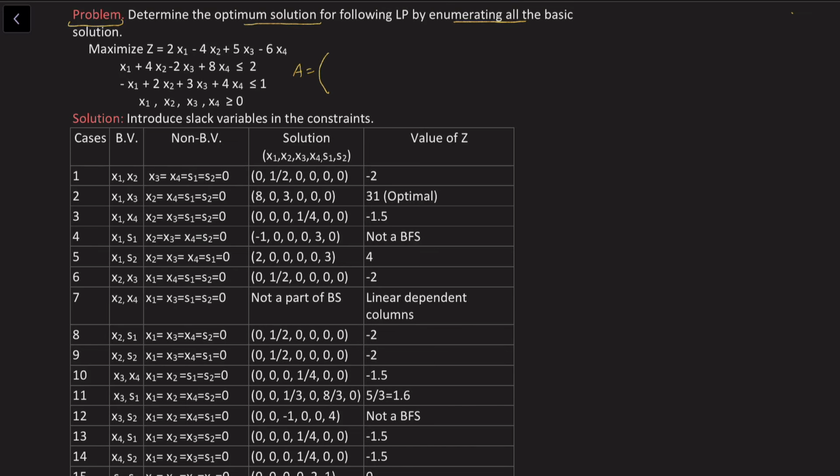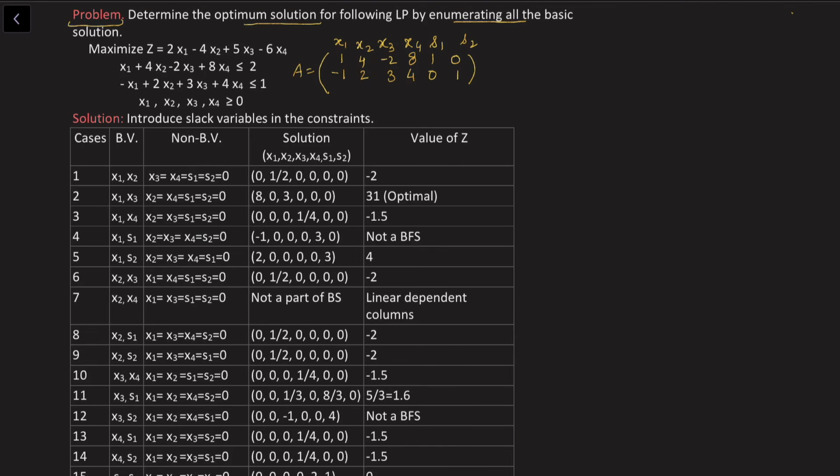So I am writing now the coefficient matrix in this form. The coefficients of x1 are 1, -1, the coefficients of x2 are 4, 2, the coefficients of x3 are -2, 3, and the coefficients of x4 are 8, 4. And then I am going to add 2 slack variables also. The first slack variable S1 is in the first constraint and S2 is in the second constraint. So that gives me 1, 0, 0, 1.